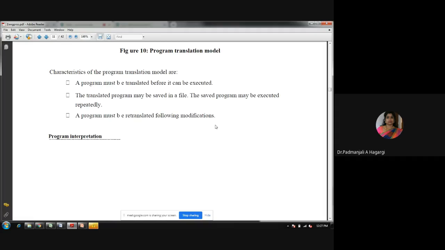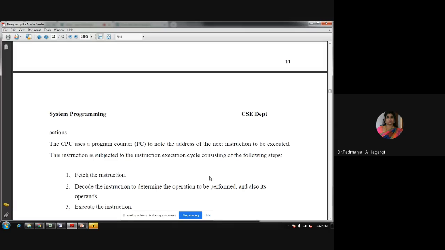The program must be translated in the following modifications. The CPU uses the program counter. You may be knowing the computer organization. As I told in the prerequisite, you must use some part of the prerequisite before going into system programming. In the prerequisite, I have told you what you require.